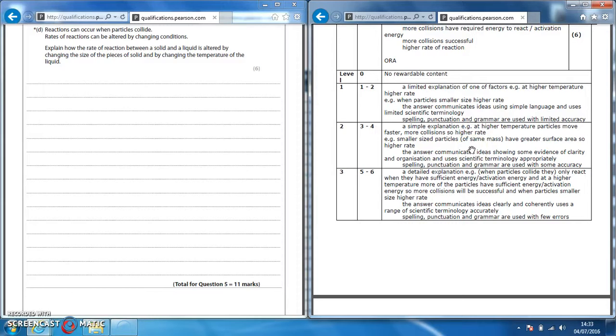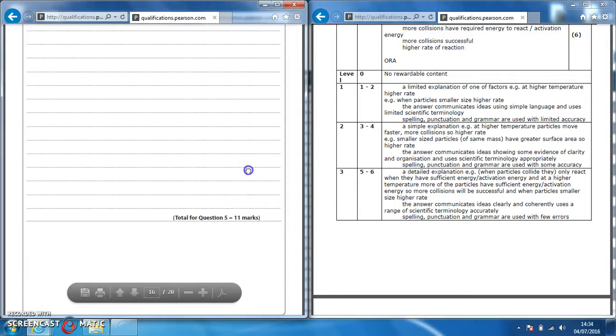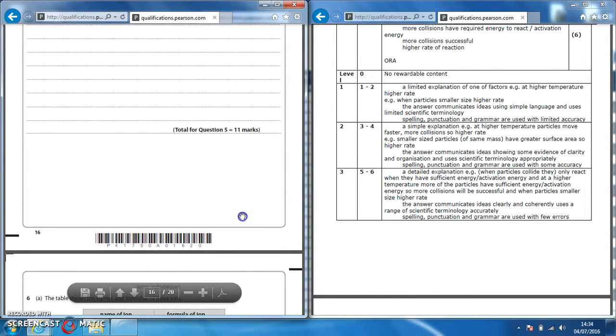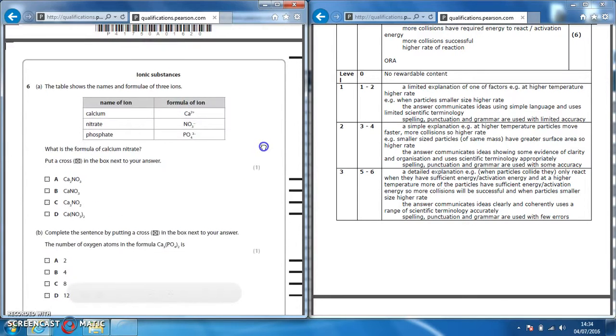Get one of the sections done to a good level by saying something like I said at the start. Higher temperature means faster particles, more collisions, so higher rate. Good amount of detail, but you're only talking about half the answer to the question, so you can get 3 or 4 marks. Top end does the same level of detail, but you get the surface area the right way round. You don't say that a bigger chunk has got a bigger surface area. It's the surface area to volume ratio that we're really looking at, so it is the total surface area.